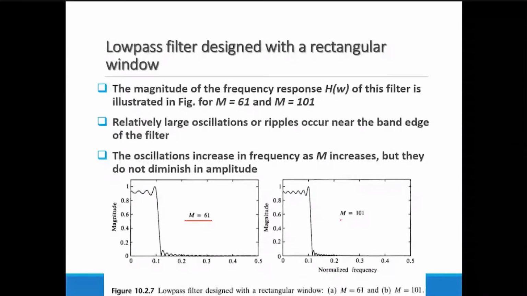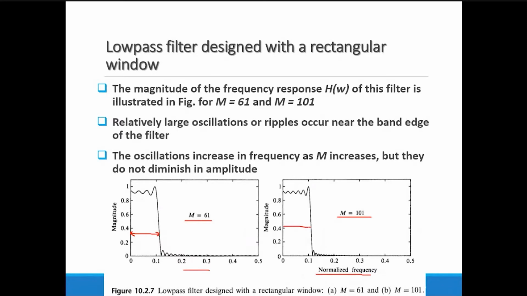Both diagrams are plotted for the magnitude versus normalized frequency, though it is not mentioned over here. Both are the normalized frequency. Okay, so what are the changes comparing M equal to 61 and M equal to 101? As we have discussed, when we take M with a higher value, what happens? The main lobe width, my mistake, not side lobe, the main lobe width is decreased compared to this one. You are getting a little reduction over here.